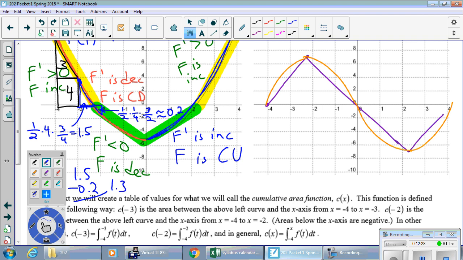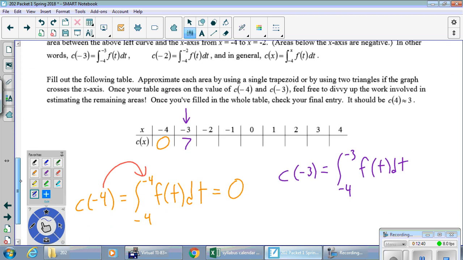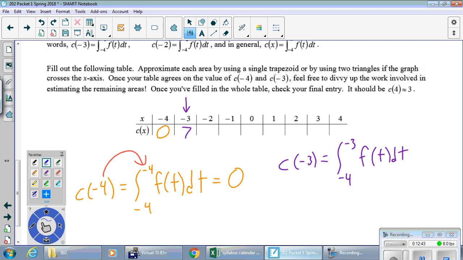But remember, we were looking for the area from -4 to -2. And we already had a 7. And now we just gained another 1.3. So that means altogether 8.3 is our answer. So 8.3 roughly goes right there.